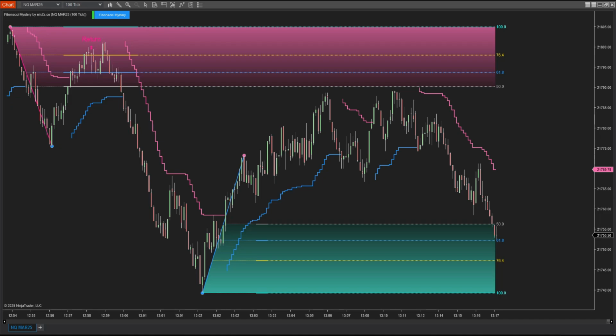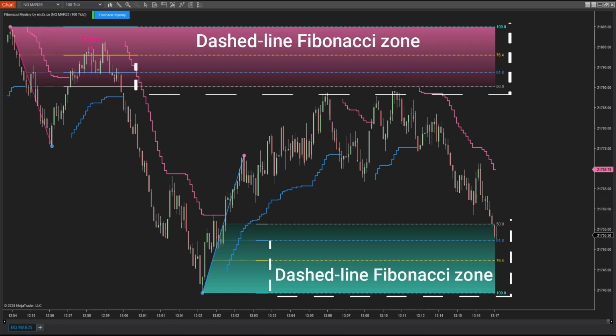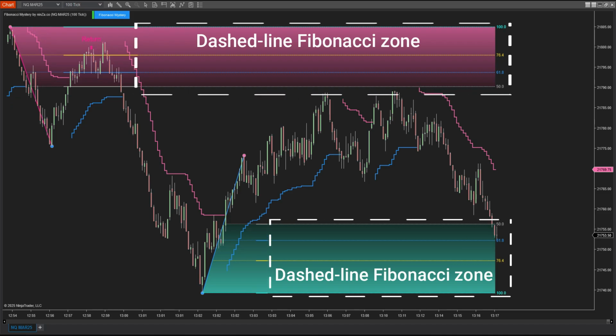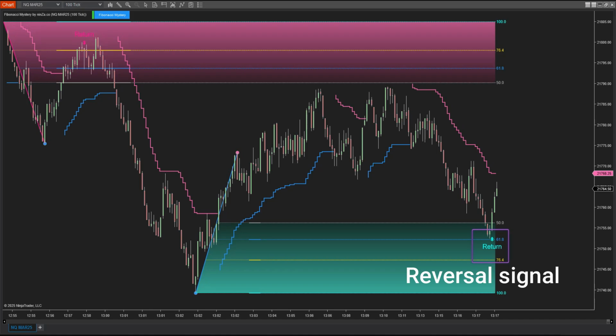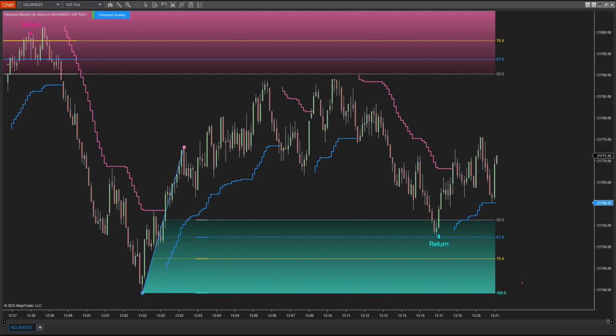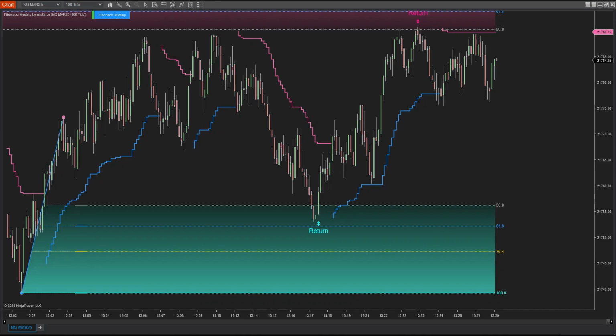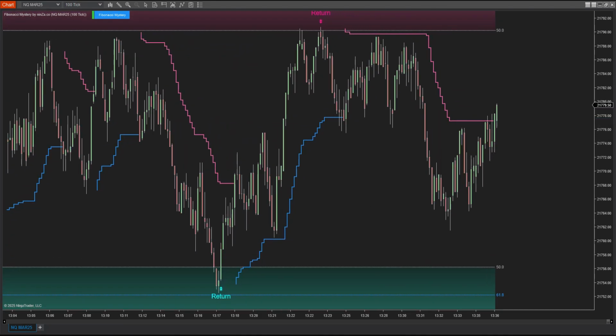When the price surpasses the first swing level, Fibonacci zones will switch to dashed lines, guiding you to look for reversal signals instead of pullback signals. At this point, the Fibonacci zone will no longer hold value for finding pullback signals, but will be useful for identifying reversal signals. The Fibonacci retracement zones drawn on the chart with dashed lines will be used to identify reversal signals when the price returns and reacts at those levels.